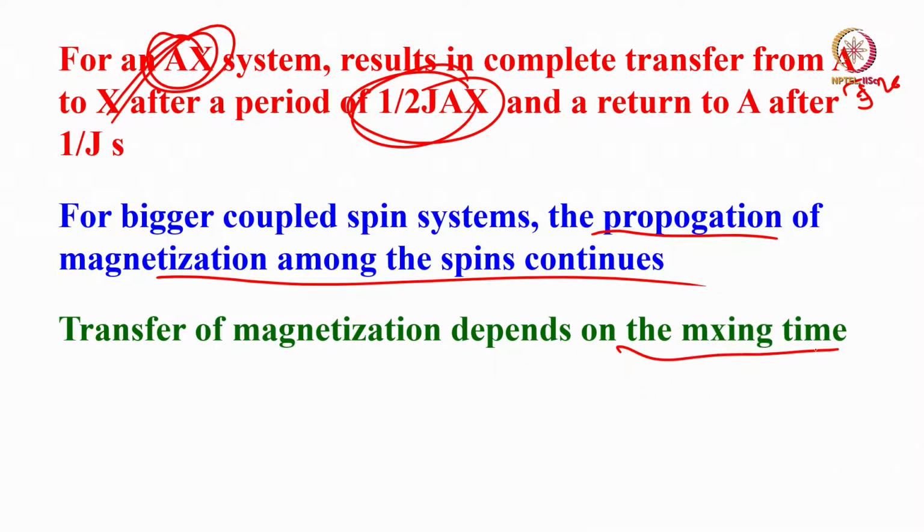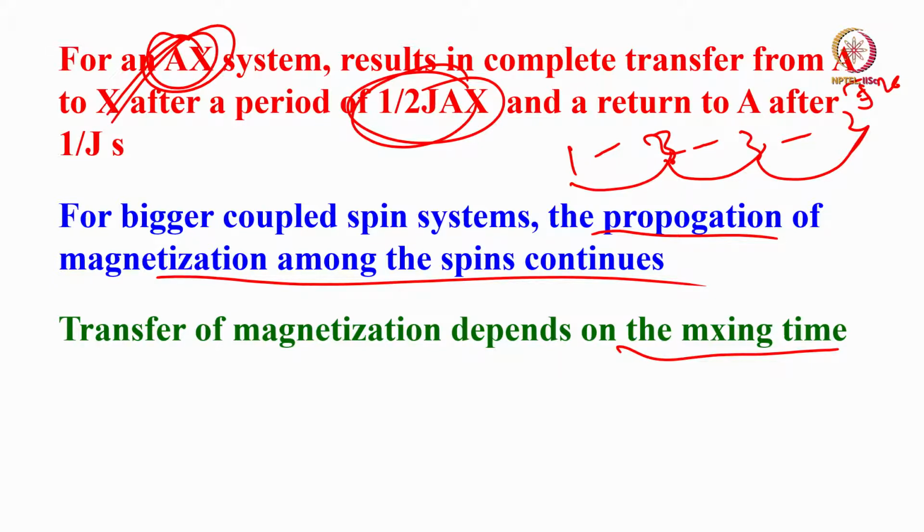If I give a larger delay, let us say I have spins 1, 2, 3, 4 like that, several spins coupled. If I give a small delay, there is polarization transfer only from 1 to 2. If you give a little bit more, it can go from 1 to 2 and 2 to 3, and a bit more it can go from 3 to 4. Like that, depending upon the mixing delay, the polarization transfer among the coupled spins can be extended among all the coupled spins. There is a limit for it.